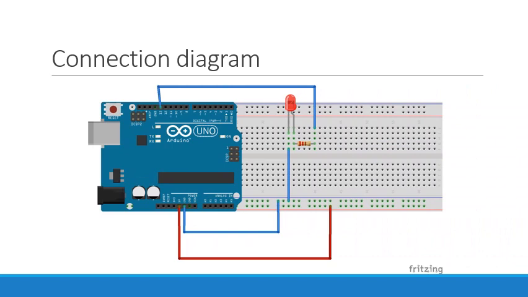This is the connection diagram, how we'll be connecting the LED to your Arduino. Basically, we connect one leg, the cathode of the LED, to ground. Then we connect the other lead of the LED, which is the anode, to one side of the resistor, and the other side of the resistor goes to pin 13, which is the pin that we'll be manipulating. I hope that it is clear.